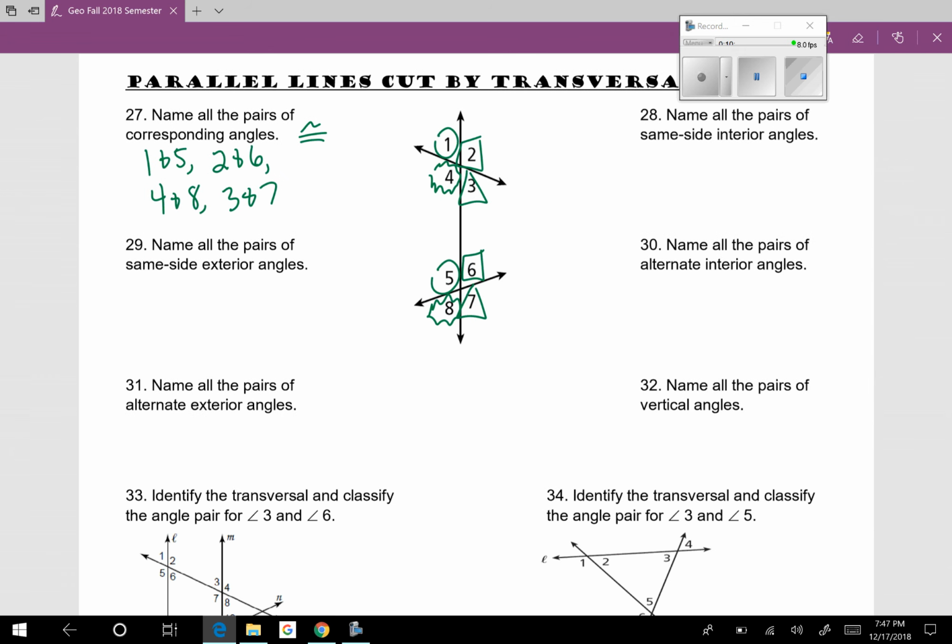Okay, pairs of same side exterior. So we're looking for the ones that are on the outside. So that just leaves us with 1 and 2, 8 and 7. And then we want them on the same side of the transversal. So 1 and 8, those are on the same side. And then 2 and 7, those are on the same side.